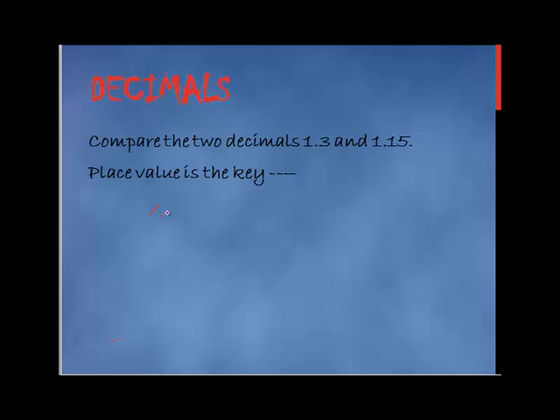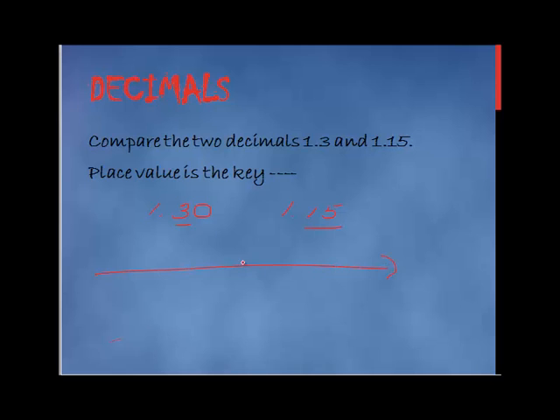So let's start with 1.3. This is in the tenths. 1.15. This is hundredths. So in order for us to make 1.3 the same place value, 30/100ths, we must add a 0. Now we can compare the two. We can now place them on the number line.